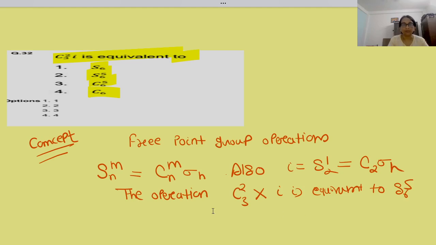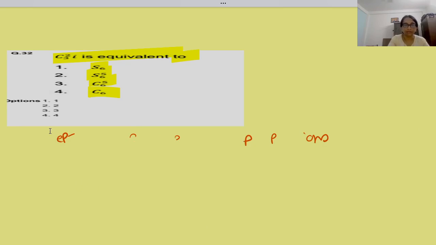Now, in this question there is point group identification. They are asking what C3^2 i is equivalent to: S6, S6^5, C6^5 or C6. So how do we identify the equivalence? Let us proceed on the basis of the concept of the point group.